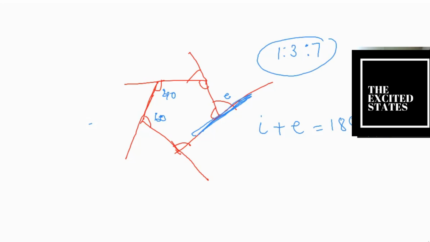3 is 240. I don't get it. See, there are 5 angles in a pentagon, right? Two angles are 40 degrees and 60 degrees. Two angles are given, 40 and 60. The other three are in the ratio 1:3:7. So what are the angles?